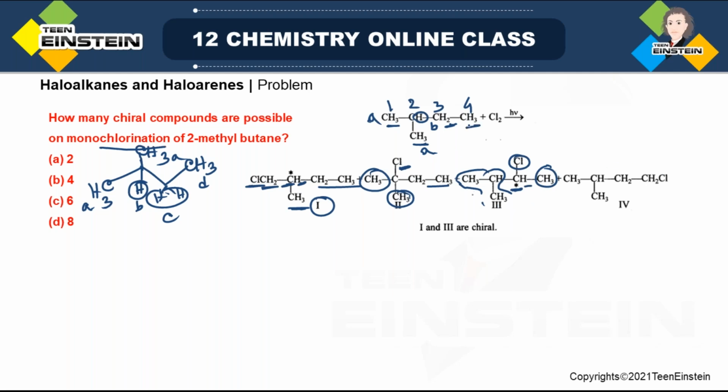And the last one, when you are removing D type of hydrogen, now here you do not have any chiral center. So only compounds 3 and 1, these two are chiral. And the question that is asked here, how many chiral compounds are possible on monochlorination? So it is obviously option A, only 2 compounds are possible. Fine. Any doubt?